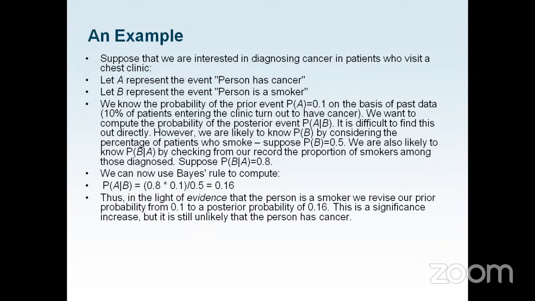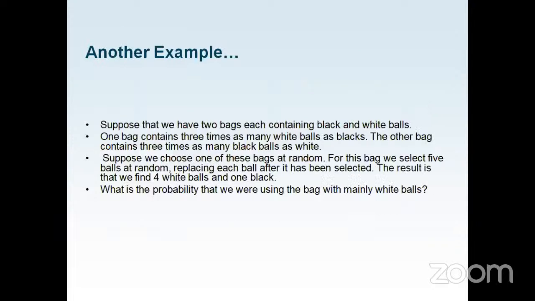Thus, in the light of evidence that the person is a smoker, we revise our prior probability from 0.1 to a posterior probability of 0.16. That is a significant increase, but it is still unlikely the person has cancer. Okay, one more example.